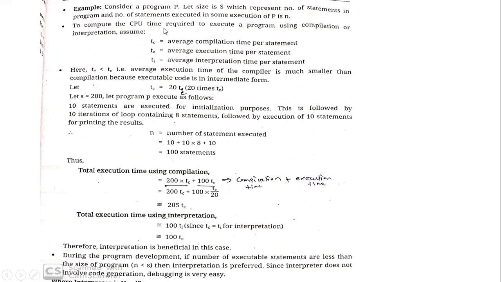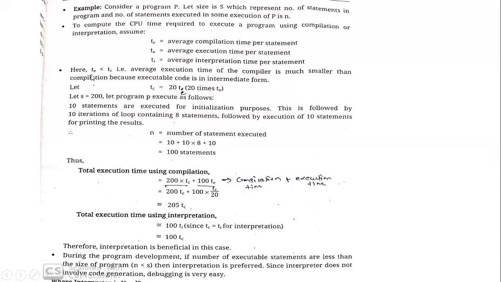That is, to compute the CPU time required to execute the program using compilation or interpretation. Now we can assume some parameters, that is TC, which is considered as the average compilation time per statement. Then TE, which is considered as average execution time per statement. TC in the sense compilation time. TE is nothing but execution time, and TI is the average interpretation time per statement. Okay, compilationचा पण टाइम घेतलाय आपण त्या ठिकाणी आणि इंटरप्रिटेशनचा पण टाइम त्या ठिकाणी कन्सिडर केलाय.